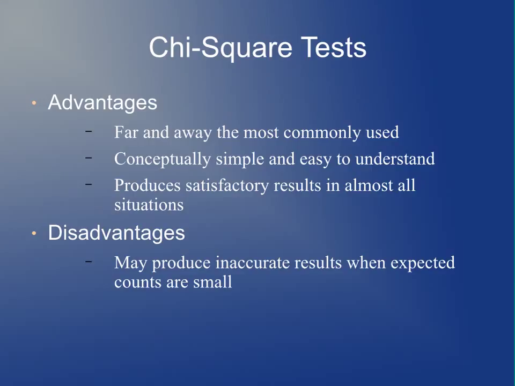The regular chi-square tests are far and away the most commonly used tests. They're simple and easy to understand, and in almost all cases they'll produce good results. The one drawback is if your expected counts are small, there are situations where the results are unreliable. It doesn't happen much in practice, but it can happen.